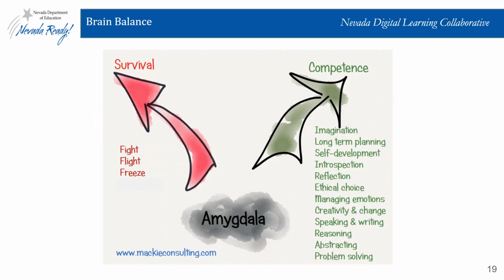So the amygdala itself, when it is competent, so it is not being harmed by trauma, it's not being triggered by trauma, helps us with imagination, with long-term planning, with self-development, introspection, reflection, making ethical choices, managing our emotions, creativity and change, speaking and writing, reasoning, abstracting, problem solving. These are all things that the amygdala has an impact on when it is not impacted by trauma. However, when it is triggered by a traumatic situation, by a stressful situation, when something in the environment is telling the amygdala it is not safe, this is what begins to set off the fight, flight, or freeze reaction in our brains.